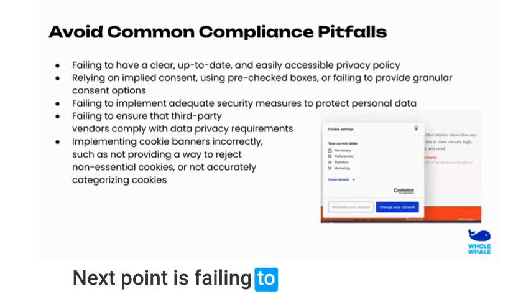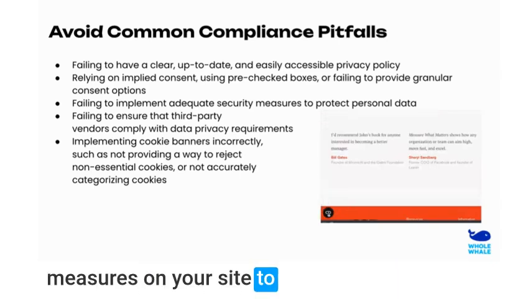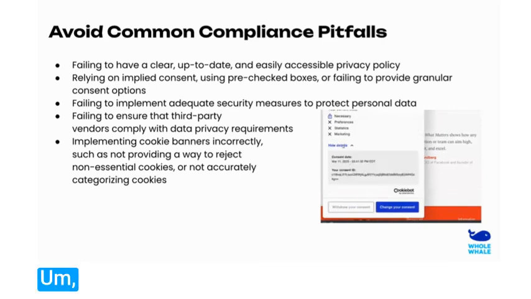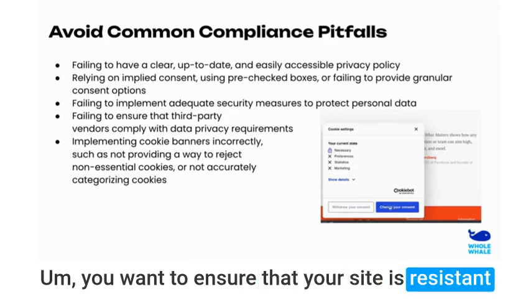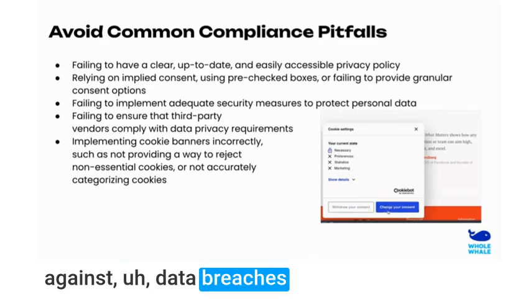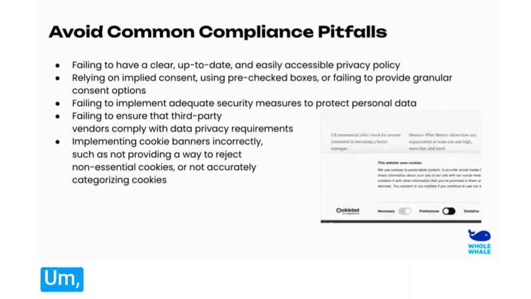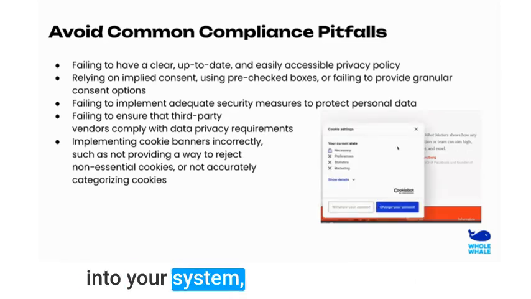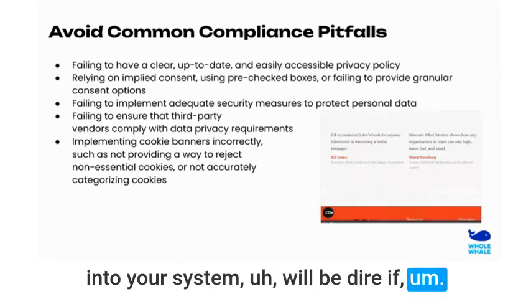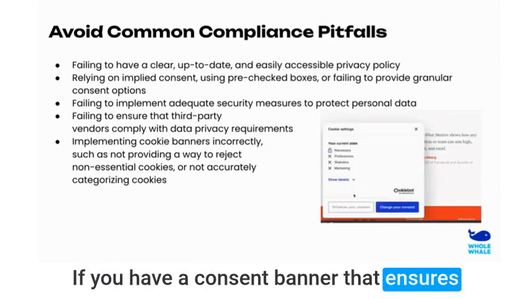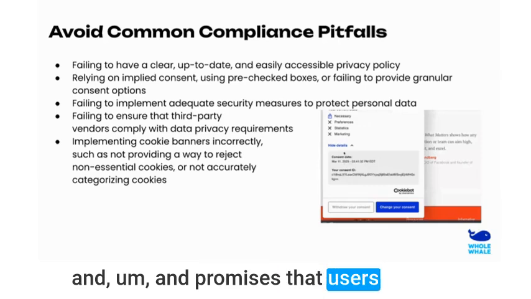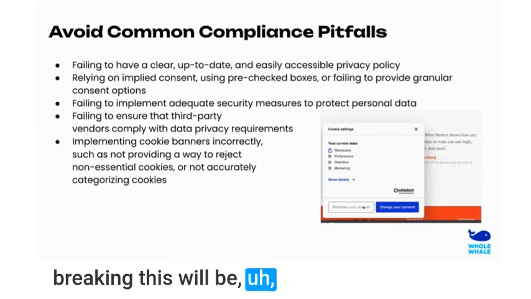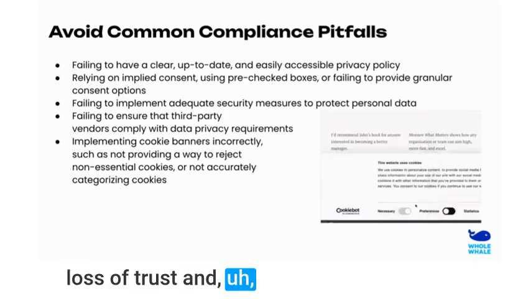Next point is failing to implement security measures on your site to protect personal data. And this is especially important once you introduce a consent banner. You want to ensure that your site is resistant against data breaches or getting hacked. The consequences of someone breaking into your system will be dire if you have a consent banner that ensures and promises that users will have a certain level of data privacy. Breaking this will lead to a massive loss of trust and damage of reputation.